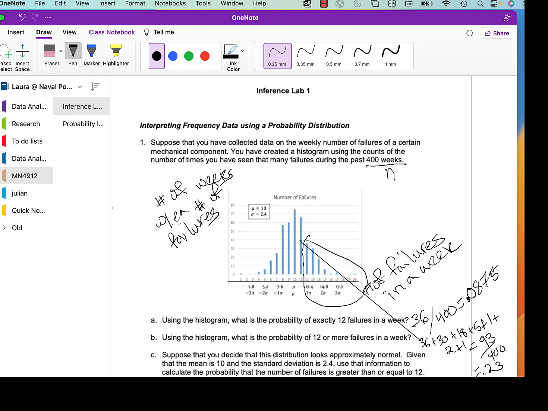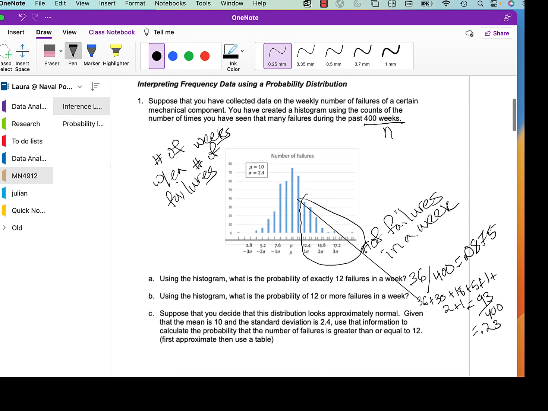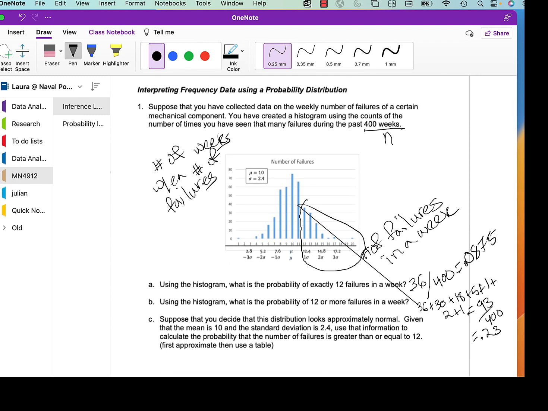So if we wanted to think about using present data to predict something about the future, we would say that we would expect, right, that about 23% of the time we get 12 or more failures. So I promised you we were going to think of normal distributions as kind of approximations of our histograms, and that's what we're going to do in part C. So instead of using the histogram, we suppose we're going to think of this as an approximately normal distribution. No more counting required. So given that the mean is 10, and the standard deviation is 2.4, use that information to calculate the probability that the number of failures is greater than or equal to 12.